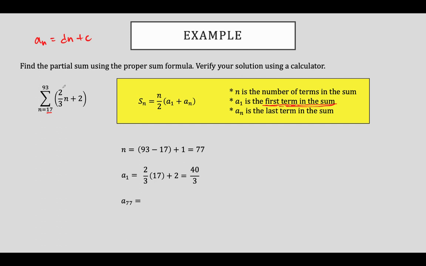So how do we find the last term in this sum? Well, to find the last term, we need to plug in 93. We plug in 93 because that's the upper limit of the sum. The last term would be 2/3 times 93 plus 2. We plug that into our calculator and we get 64.